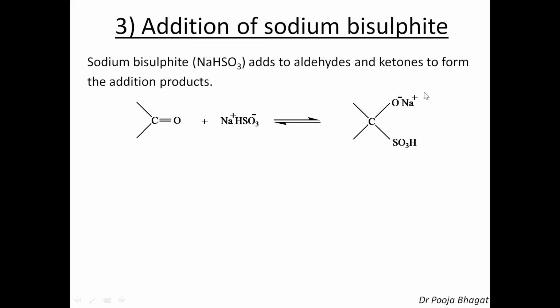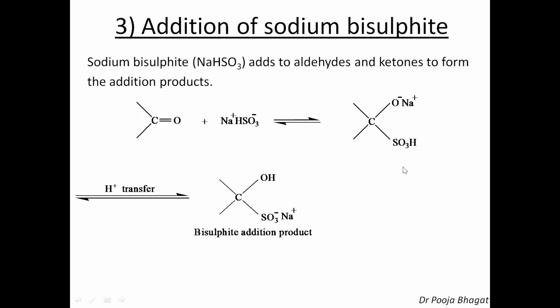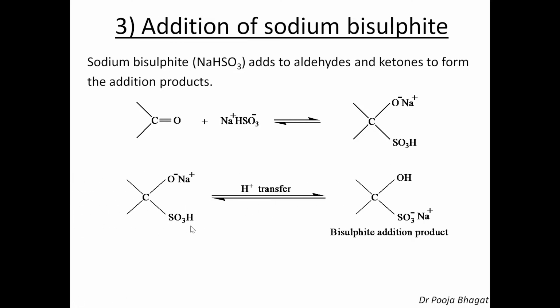Now in this case, there is a proton transfer. Sulfonic acid is a stronger acid, so it will release a proton and the O negative will take the proton. So it gets converted into SO3 negative, and this H positive will get attached to O negative. So you will get OH here, and here SO3 negative, so Na positive will come here. So it is OH, SO3 negative, Na positive. So this is the bisulfite addition product.